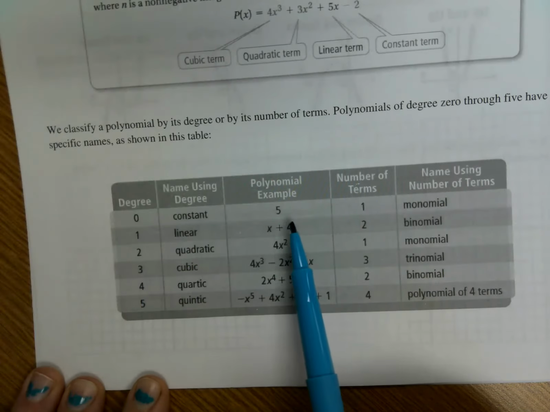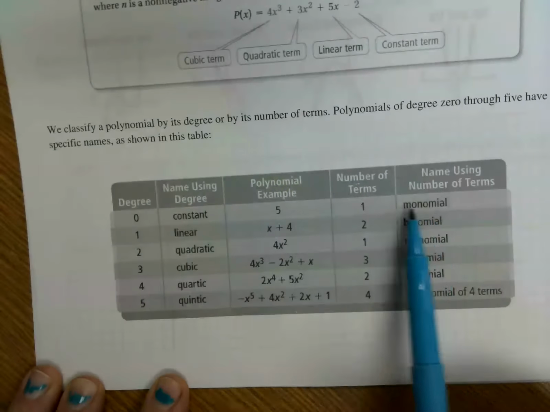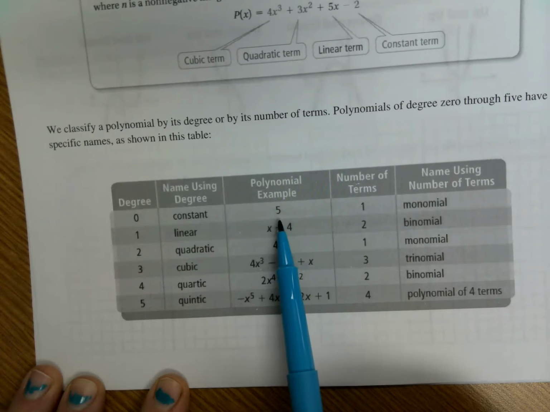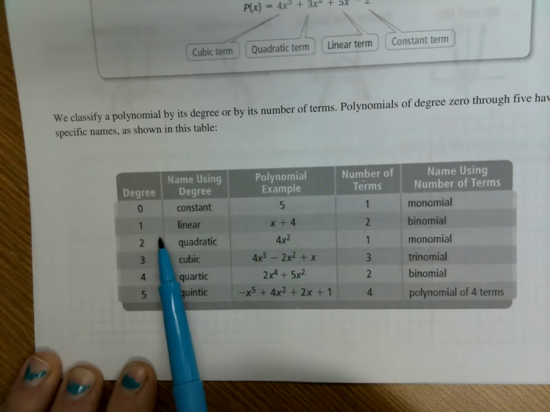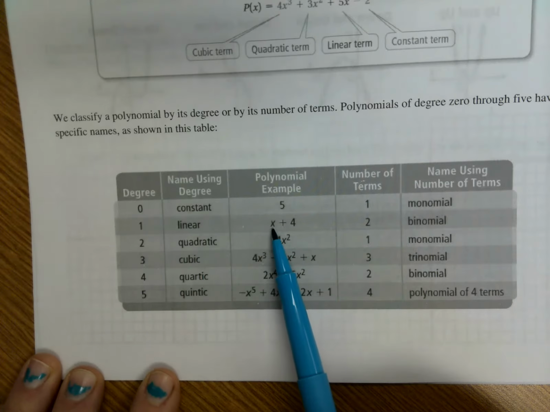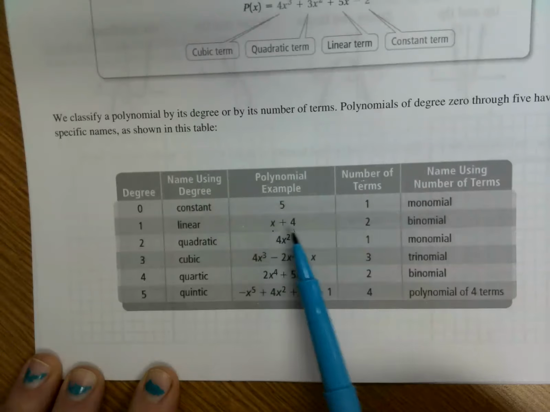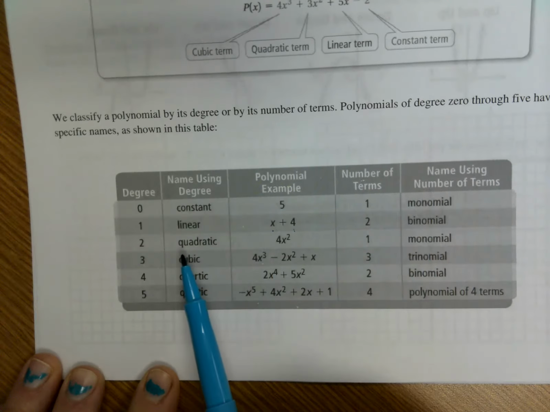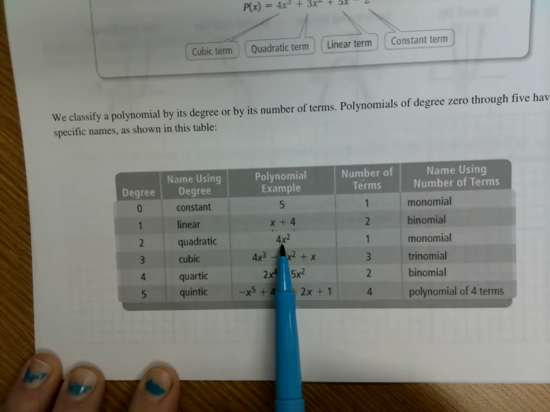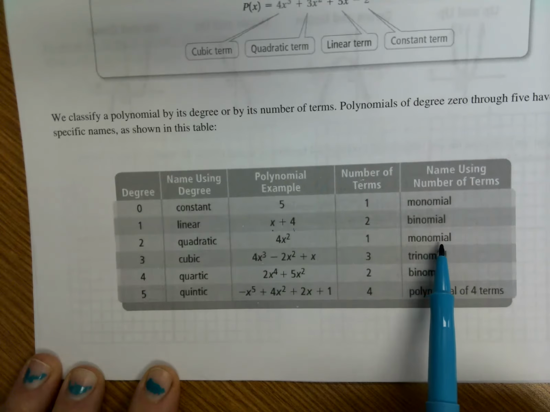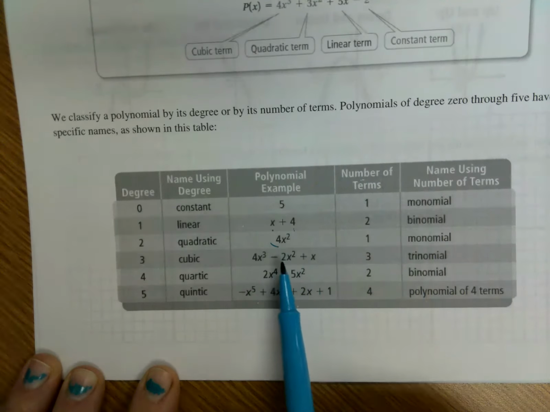If we have a 0 degree, that's just a number all by itself. This 5 is a monomial because there's only one term. If we have a linear function, that means that our variable is just to the first power, and because there are 2 terms, that's a binomial. Here, this would be a quadratic because this is x squared. My degree here is 2. This is a monomial because this is one term here.